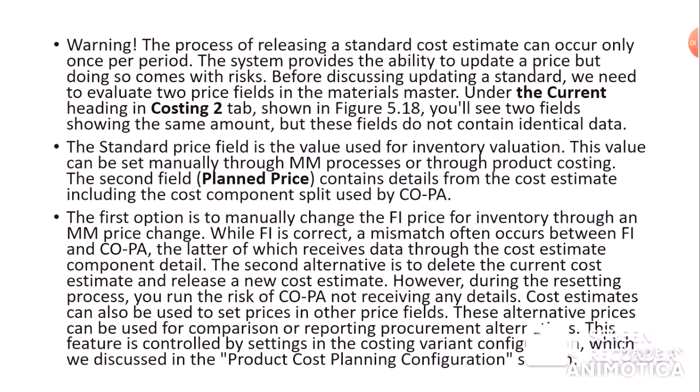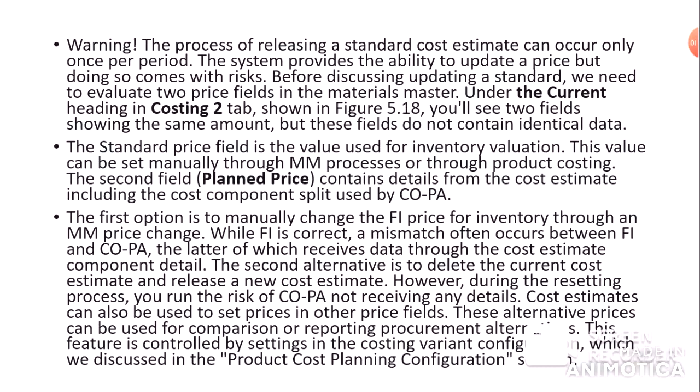The first option is to manually change the FI price for inventory through a price change. While FI is correct, a mismatch often occurs between FI and COPA, the latter of which receives data through the cost estimate component detail. The second alternative is to delete the current cost estimate and release a new cost estimate. However, during the resetting process, you run the risk of COPA not receiving any details.